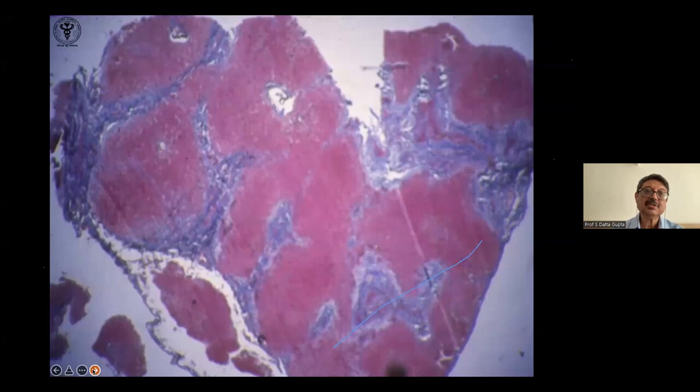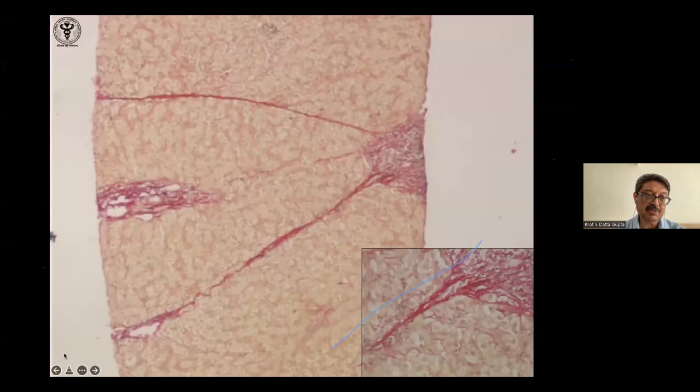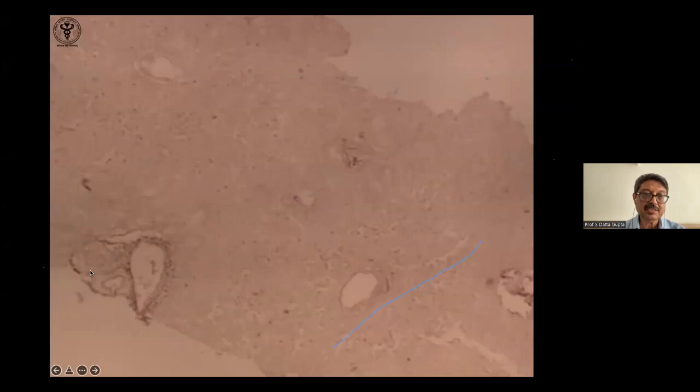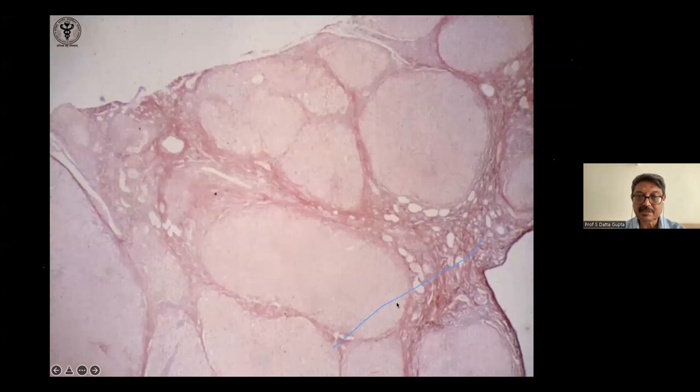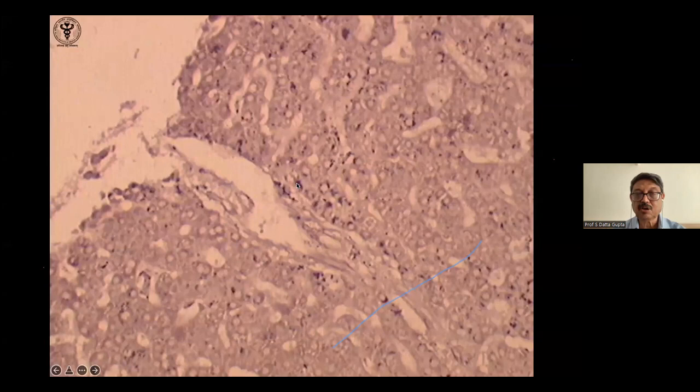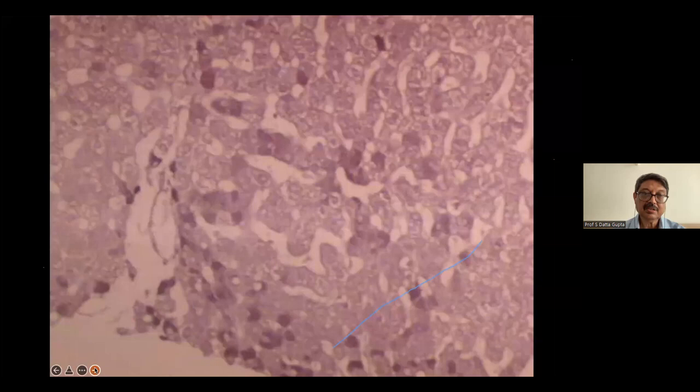Sirius red is another stain that we use. This is the orcein stain. Orcein stain stains elastic tissue normally. It stains these tissues whenever there's cirrhosis. It stains copper binding protein in the periphery. Okay. It also stains hepatitis B surface antigen. So there are several things it stains.